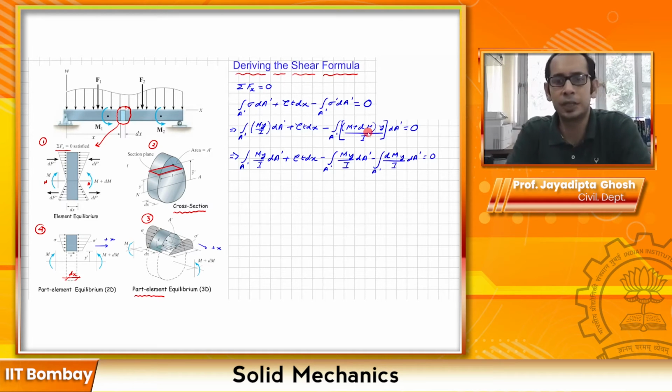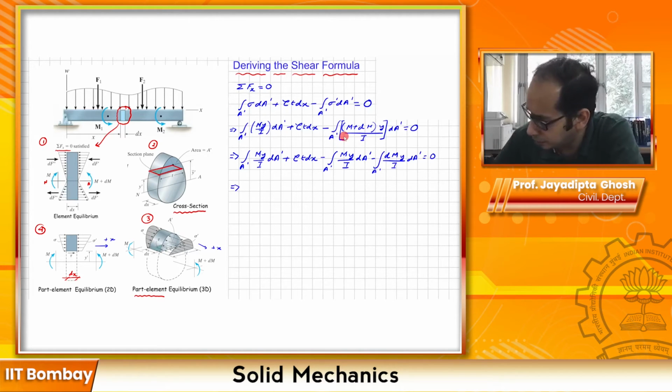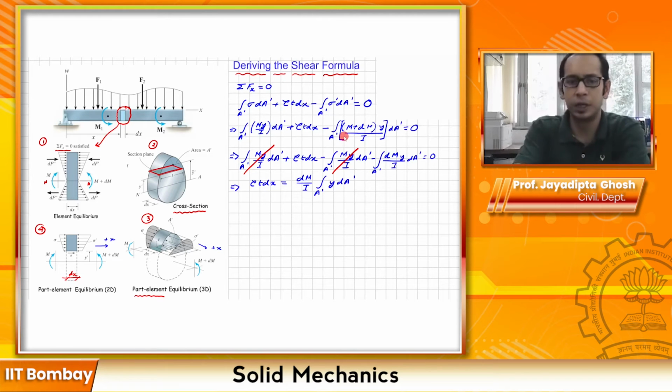So this is the next simplified step which we just wrote over here. As you can see, this term and this term are similar, so they can cancel out. And once we cancel out, we get to this step over here where tau times t dx is equal to this one over here. Let's go ahead and rearrange a little bit more.